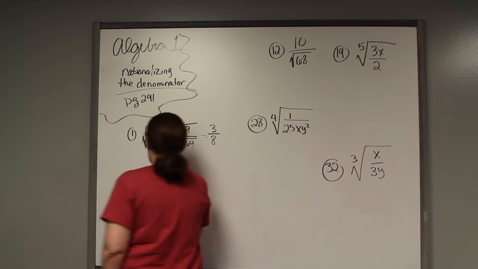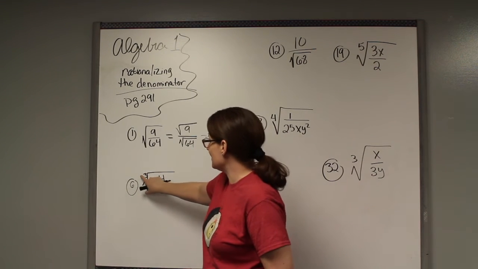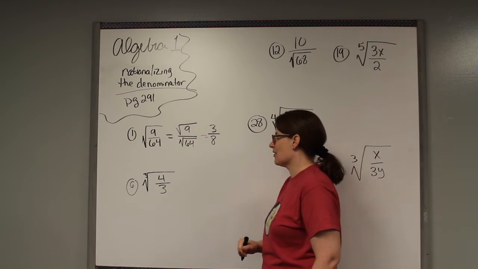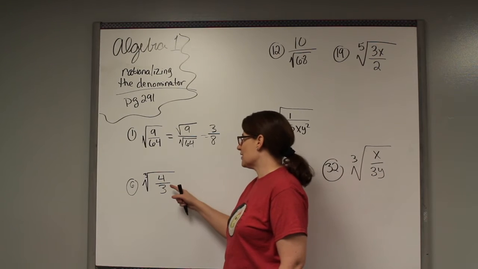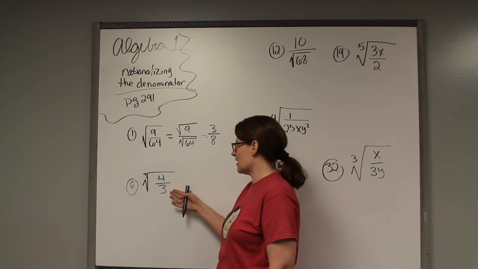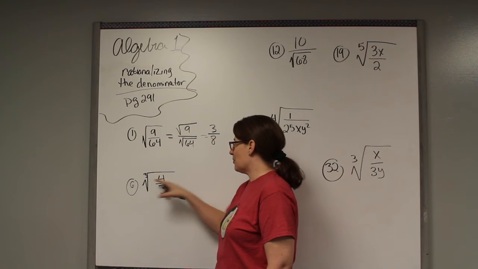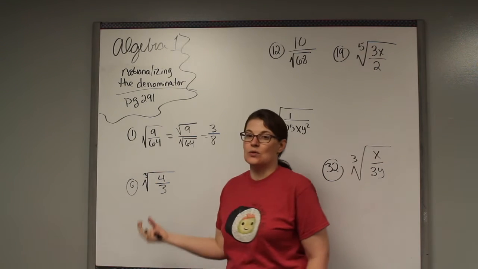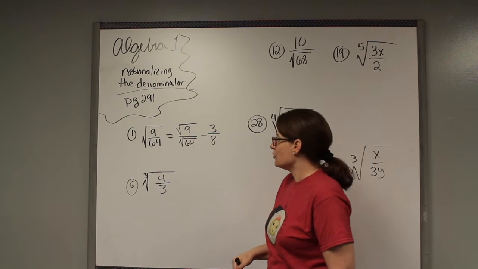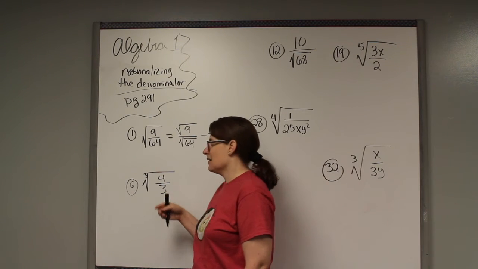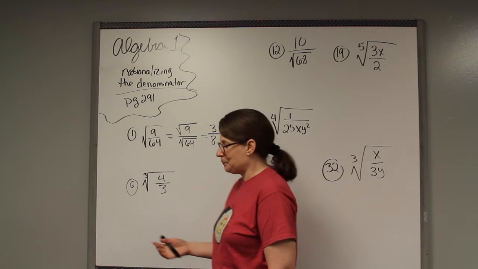So let's look at number 6. It is a cube root. You must pay attention to the root. That pretty much means everything here. In order to rationalize this, you need to make this a perfect cube, because this is a cube root, in order to pull it out of the radical. So you got to ask yourself, what can I multiply 3 by to get a perfect cube?